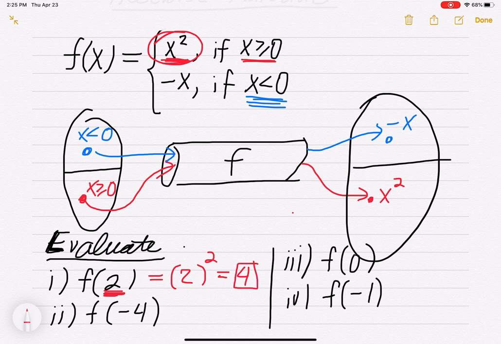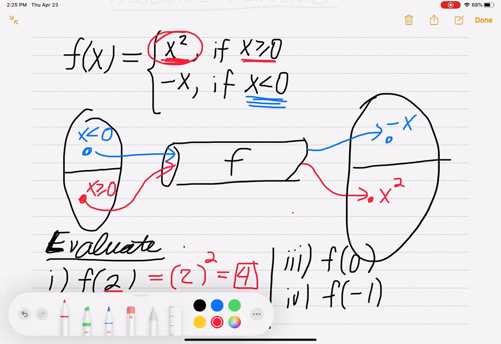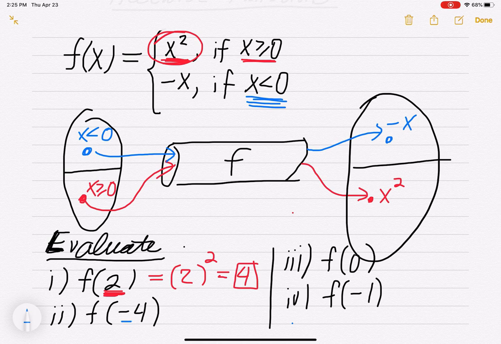Now next I'm plugging in -4, right? Number 2, I'm plugging in -4 for my input. Now -4, is that greater than or equal to 0, or is that less than 0? Well, negative 4 is less than 0, right? So it's a blue value. Right, blue values are less than 0 values.